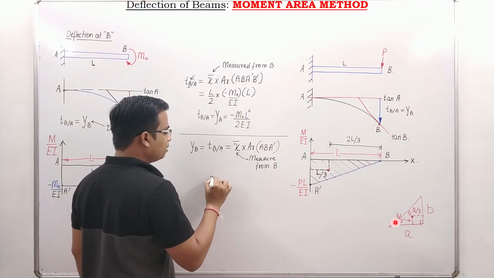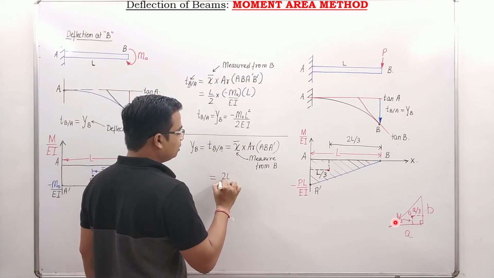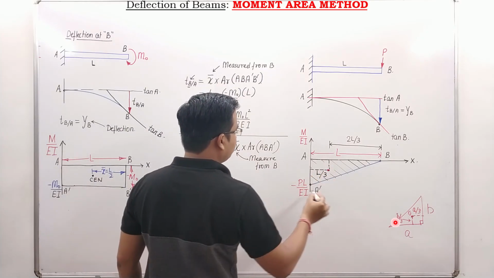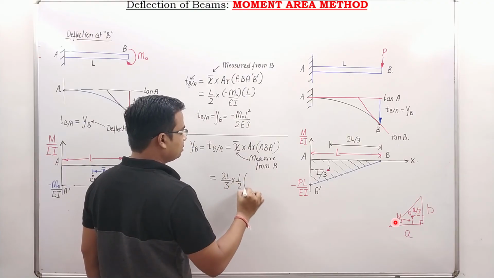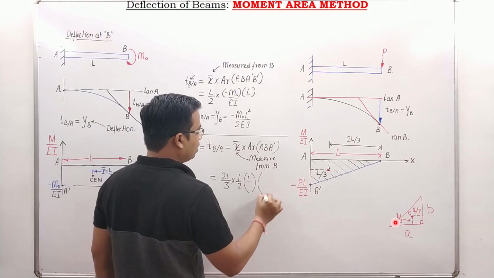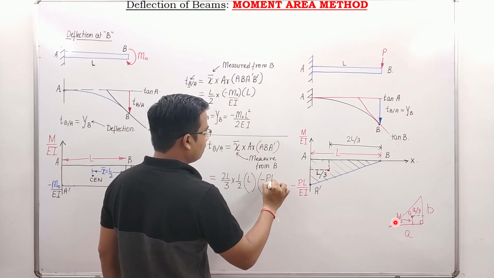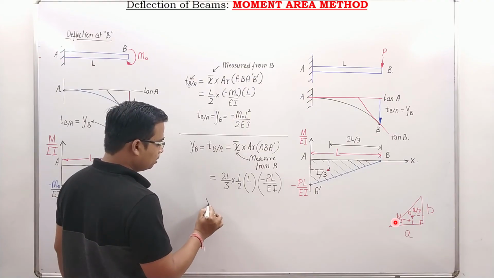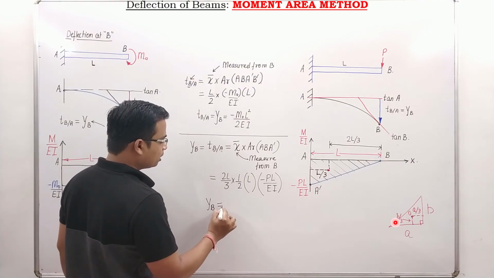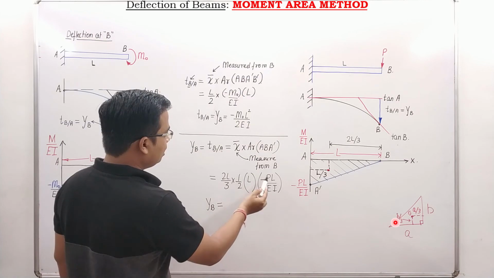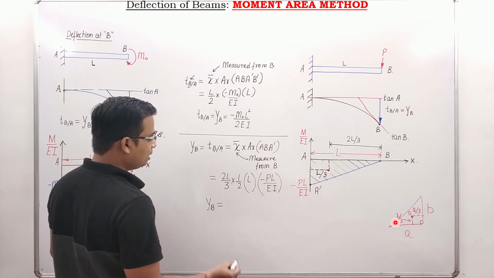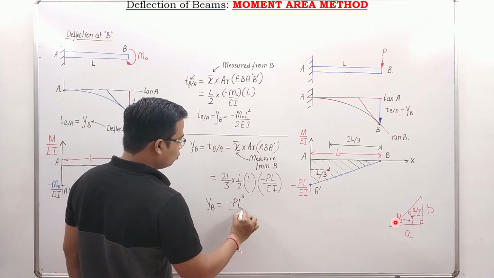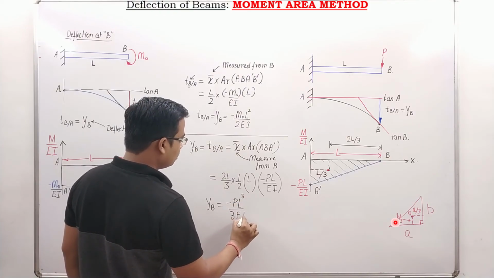You just need to plug it in over here. X bar is how much? That is going to be 2L by 3 multiplied by area. Area is nothing but half of base into height. So half of base is how much? That's L, into height, which is minus PL over EI. And there you go. You again have an expression. The deflection at point B is going to work out as PL cubed over 3EI. 2 and 2 will cancel out. So this is going to be equal to minus PL cubed over 3EI.